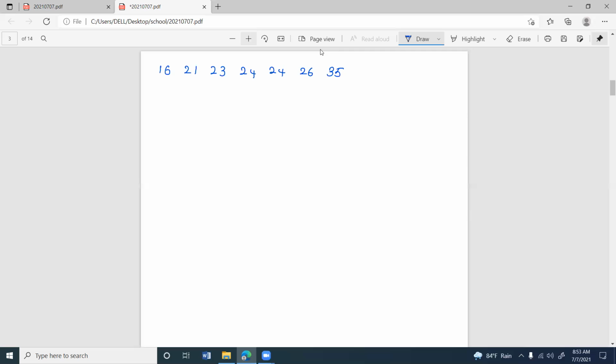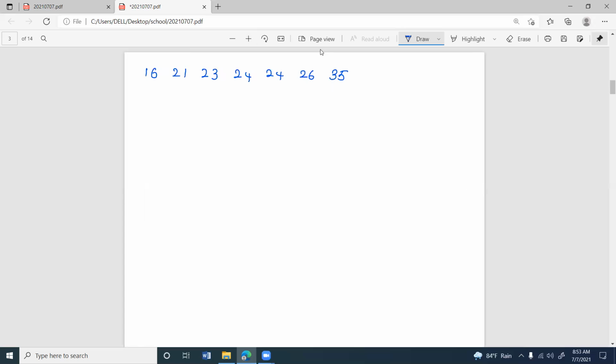When you're finding the median, we need to find the first quartile, the median and the third quartile. The median is here, 24. The first quartile is 21, it's here. And the third quartile is 26, it's here. Hopefully, that's the same mechanism we used in the previous questions.